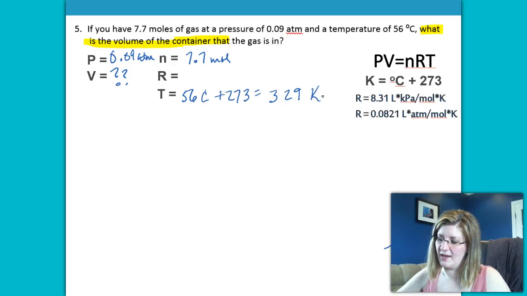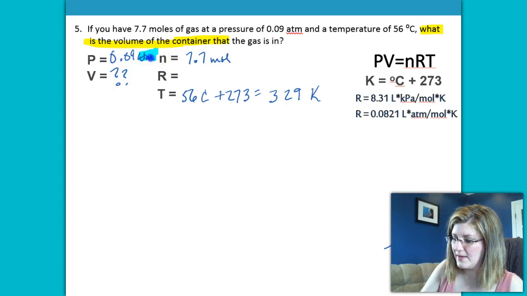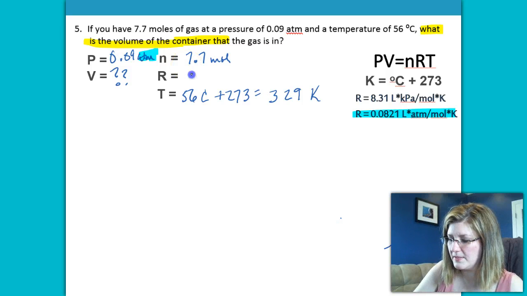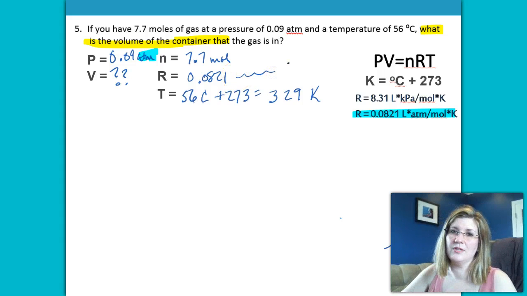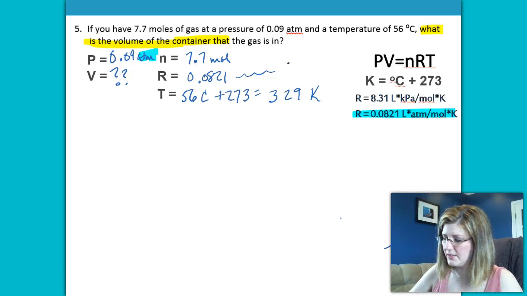Now tell me, which R value are we going to use? You betcha, you are going to use the same one we have been using because it has atms in it, and our problem has atms listed in it. So our R value is going to be 0.0821 and so on. You know the units there. I've shown you the units now, so I'm going to keep it out of the mix from now on.